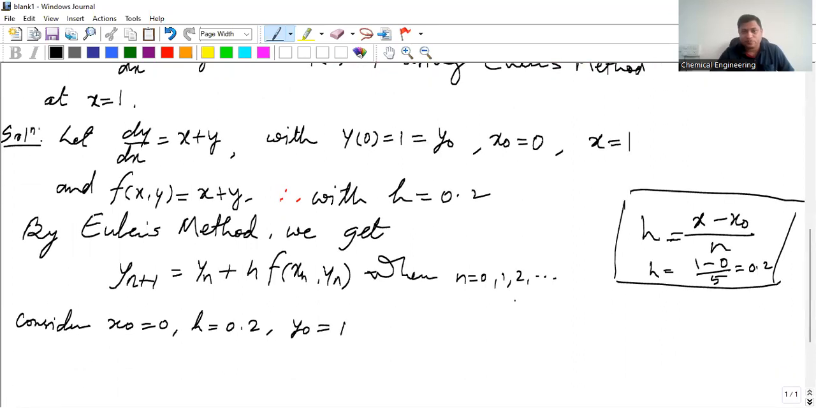Is that okay? Are you getting this? So we will have y1 is equal to y0 plus h times f of x0 y0. Are you getting this formula? Yes, sir. We put n is equal to 0 because available is x0 y0. Okay, so when we know x0 y0, we are able to calculate x1 y1.